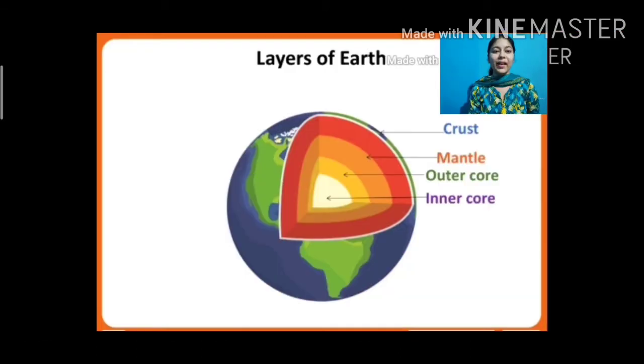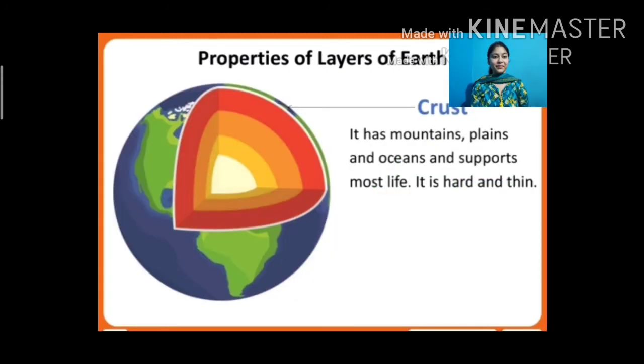So let us quickly revise what we have learned previous week. We have learned about layers of earth. How many layers of earth are there? There are total 3 layers. The first one is the crust, second is the mantle, and the third is core. Core has 2 parts. First is the outer core and the second is the inner core.